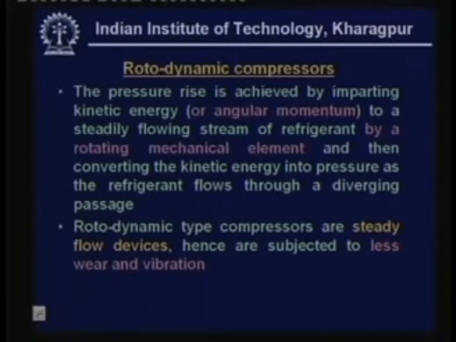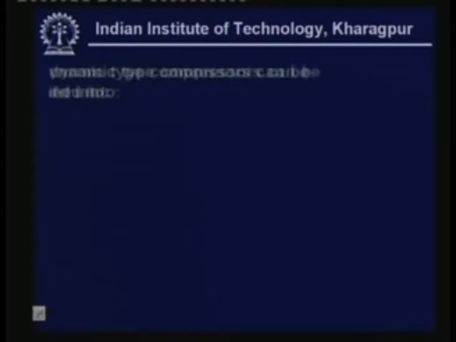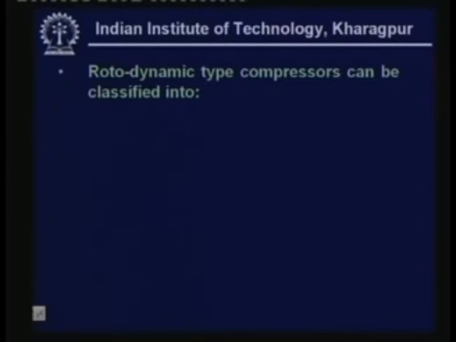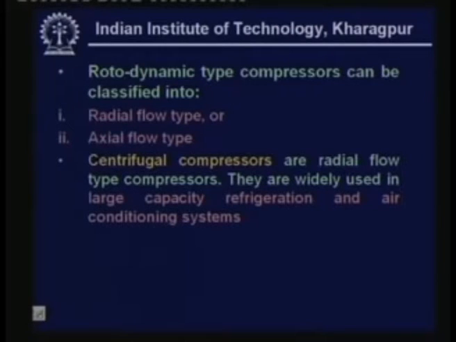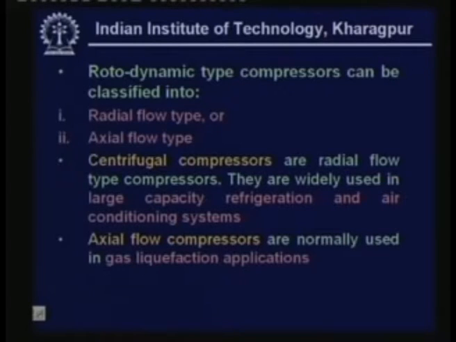Unlike positive displacement type compressors, rotodynamic type compressors are steady flow devices, hence they are subjected to less wear and vibration. So, this is an advantage of rotodynamic compressors. Rotodynamic type compressors can be classified into radial flow type or axial flow type. Centrifugal compressors are turbo compressors or radial flow type compressors, and these are widely used in large capacity refrigeration and air conditioning systems. Axial flow type compressors are not normally used in air conditioning, but they are used in certain special applications such as gas liquefaction.